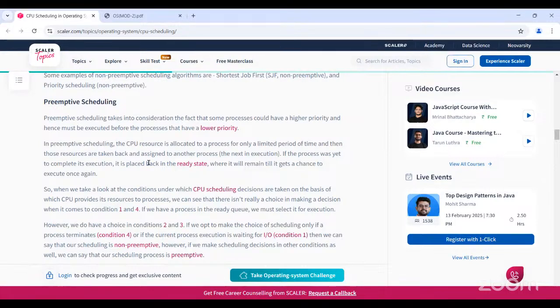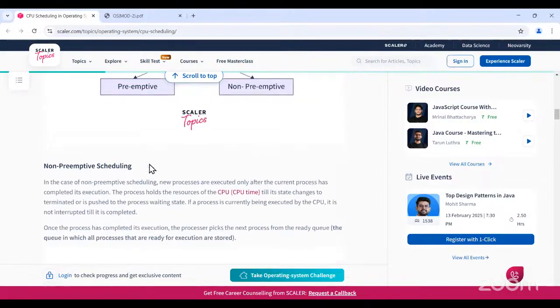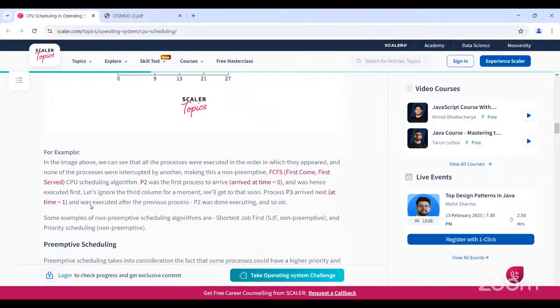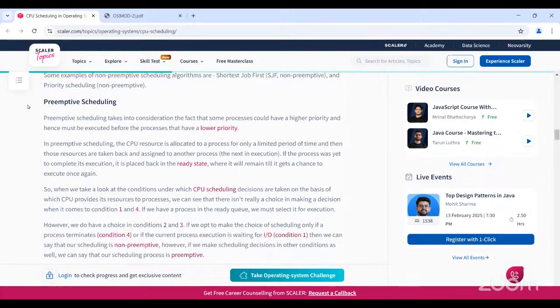So now we are discussing the types of CPU scheduling. There are two types: preemptive scheduling and non-preemptive scheduling. Preemptive scheduling takes into account that some processes could have a higher priority, and hence they must be executed before the processes that have lower priority. So what does preemptive mean? Some processes have the higher priority.